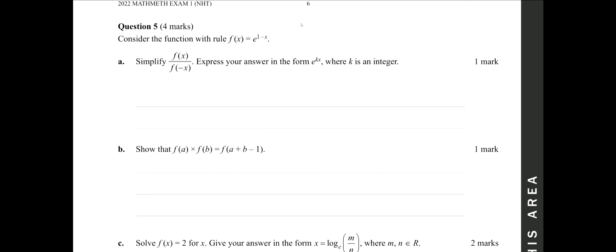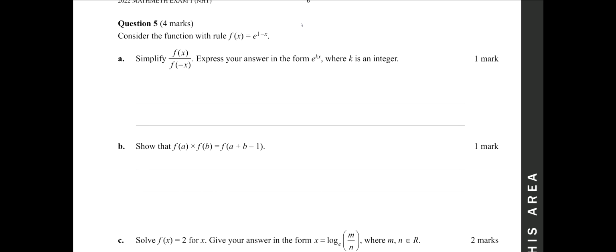Moving on to question 5. In this question, we are considering the function with rule f(x) equals e to the 1 minus x. That right there is our function. Okay, so part A. Simplify f(x) over f(negative x). Express your answer in the form e to the kx, where k is an integer.